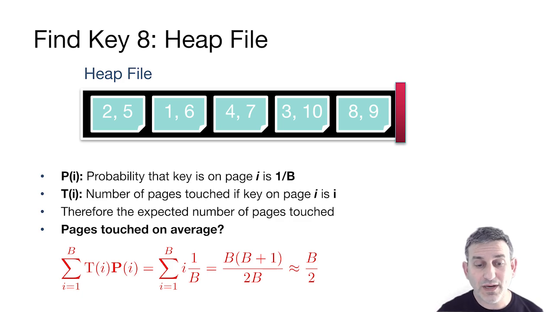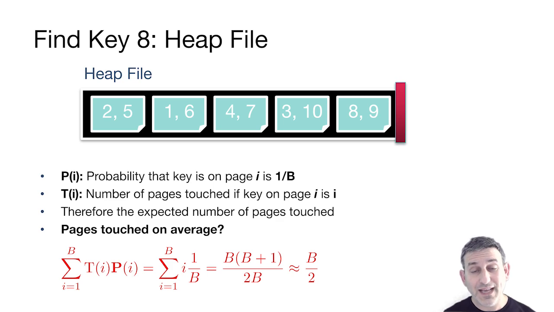And we're going to sum a quantity from 1 over b, from i equals 1 to b, and that's going to give us b times (b plus 1) over 2b, right, which is approximately b over 2. And so on average, as we might expect, we're going to touch about half the pages in the file, right? In the average case, the item's about halfway through the file. So that should fit your intuition.